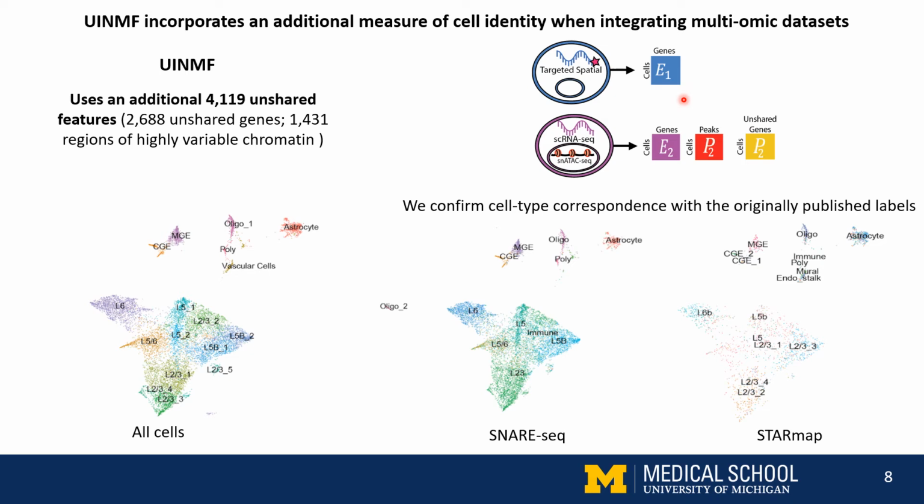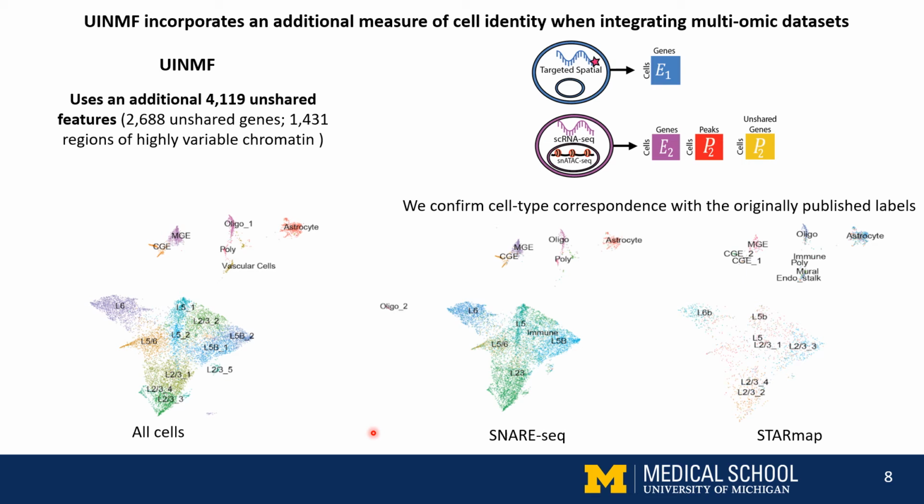And so by using both of these unshared features, 1,431 regions of highly variable chromatin and 2,688 unshared genes, we are able to incorporate an additional 4,119 unshared features into this dataset integration. You can see the results presented here at the bottom left using all of the cells.